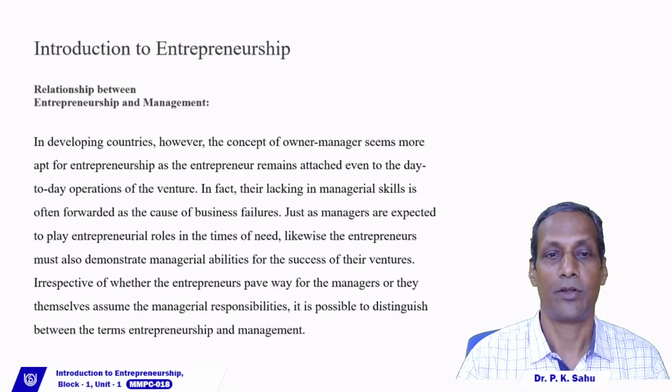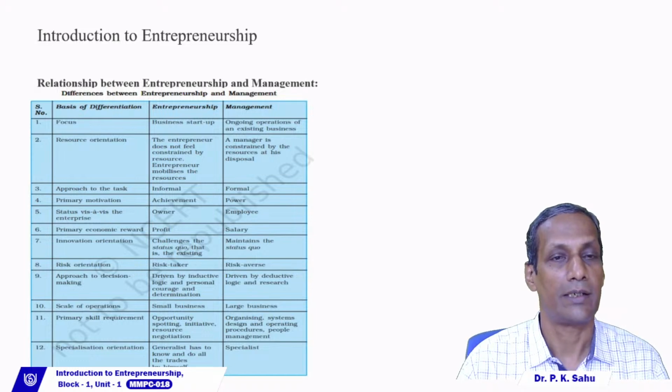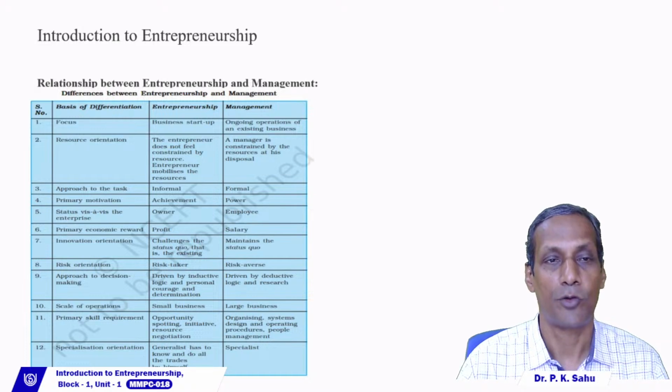Irrespective of whether the entrepreneurs make way for the managers or they themselves assume the managerial responsibilities, it is possible to distinguish between the terms entrepreneurship and management. This particular slide shows you the difference between entrepreneurship and management on the basis of various aspects, like focus. In entrepreneurship, the focus is on business startups, whereas in management, it is the ongoing process of an existing business. Resource orientation: the entrepreneur does not feel constrained by resources, but a manager is constrained by the resources at his disposal.